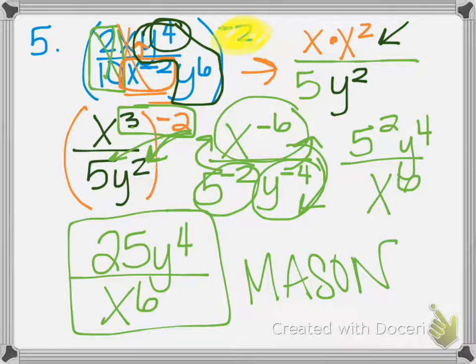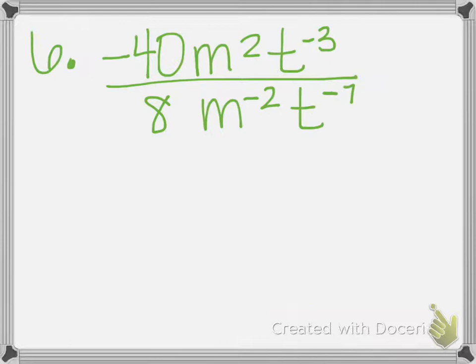All right, let's look at number 6. All right, guys, to simplify number 6, you're going to do something very similar as you did to number 5, where you break apart each individual piece. So the first thing I'm going to work with is my coefficients, because that is the easiest thing for me to reduce. What is negative 40 divided by 8?